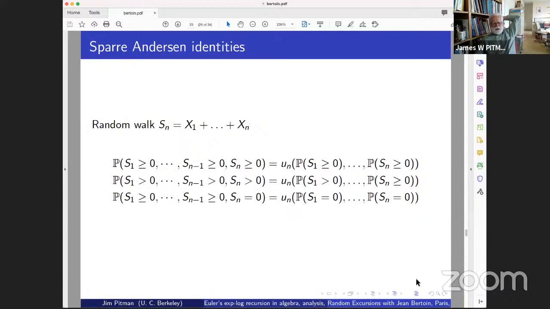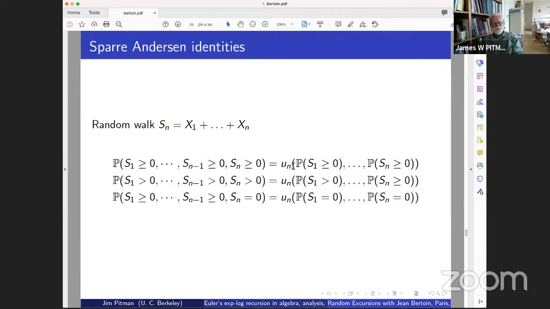Now, the consequences of that are really pretty stunning. They're basically due to Spar Anderson, and they're developed in various ways by Baxter and Spitzer. But here they are. The consequence of that argument is that the probability that you have a run of n terms that are non-negative, I would call this a weak meander of length n, is a universal polynomial function in the probabilities that you are positive. So this is a joint probability. These are marginal or individual probabilities.